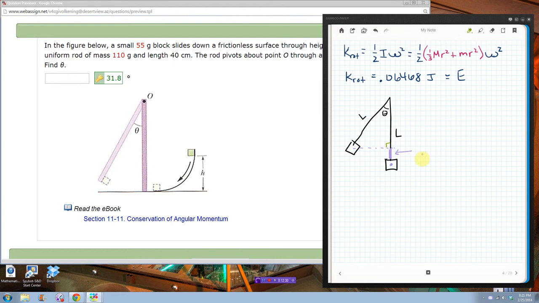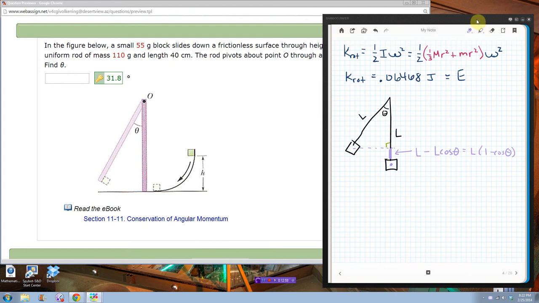So this purple bit would be L. Oh, I should keep it purple, shouldn't I? That would be L minus this side, which is the hypotenuse times the cosine of the angle. So that little purple bit is L minus L cosine theta, okay? I'm going to pull an L out to the front, so it's L times (1 minus cosine theta). Actually, I probably didn't need to pull that out. All right, we'll see what it does later.